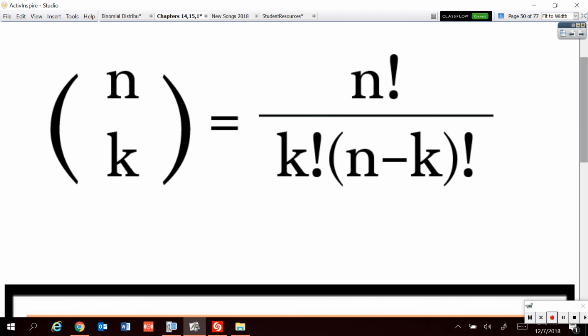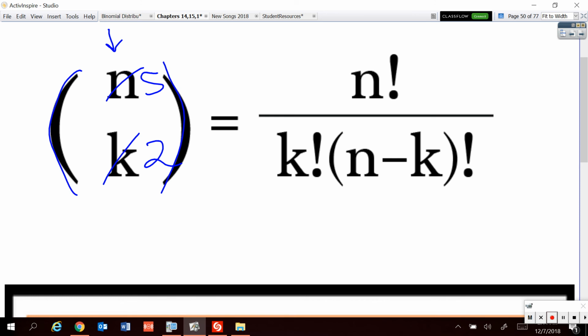This is pronounced n choose k. Notice there is no fraction line. A fraction line in there makes it wrong, because then it's turning it into a fraction and not the process of doing this formula. All right, so our n being 5, we're going to do 5 choose 2 successes.